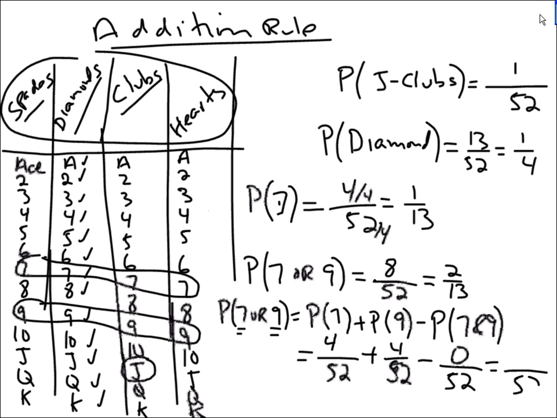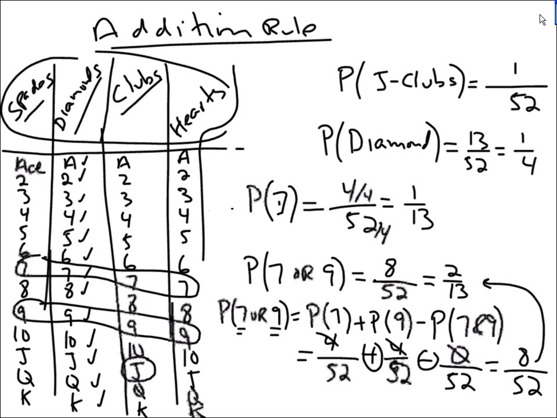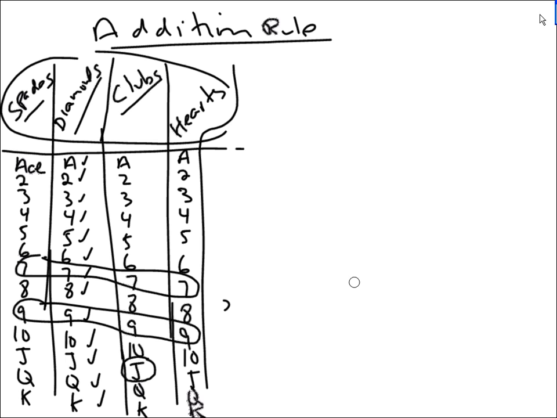Well, since they're all out of 52, we combine the numerators. 4 plus 4 is 8, minus 0 is still 8. And you still get, after you reduce, 2 over 13. Again, using this addition formula was awkward. Now, I'm not saying never, ever use the addition formula. It's too hard, or it makes the problems too hard. Sometimes you really have to use it. Now, let's try another problem. For some of you, it might be best to use the formula, the addition formula.